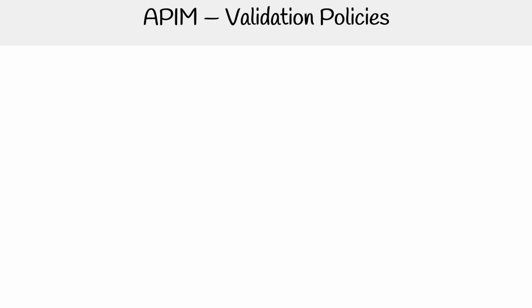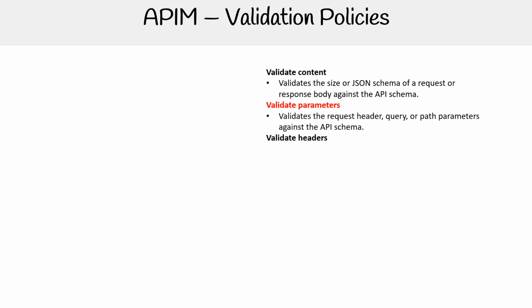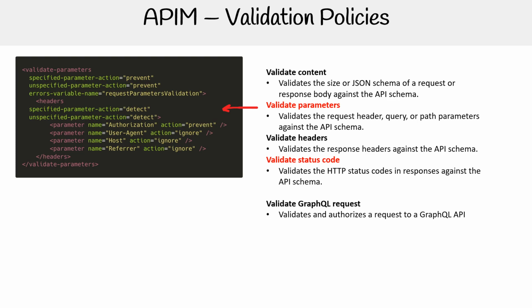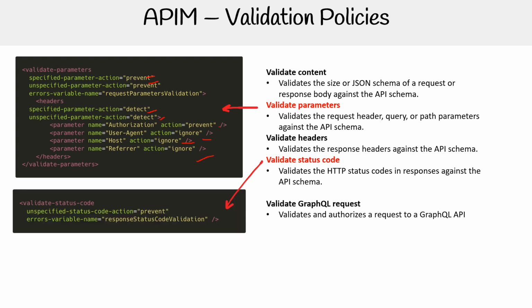Validation policies, this is the last group. Validate content, validate parameters, validate headers, validate status code, validate GraphQL request. So we'll take a look at parameters. So here's an example where we have a parameter and it says prevent, detect, prevent, ignore. So I guess the idea is it's just saying, like, if those parameters are present, allow them. If not, ignore them.